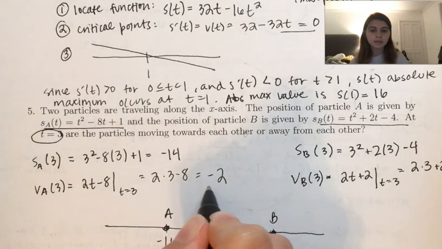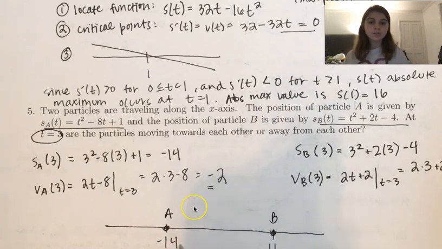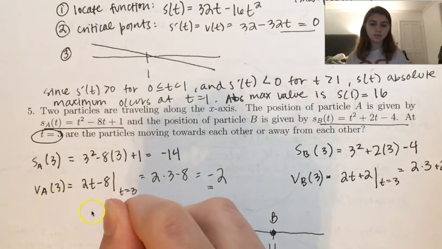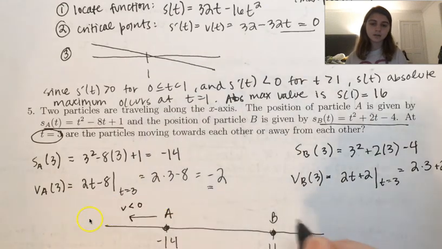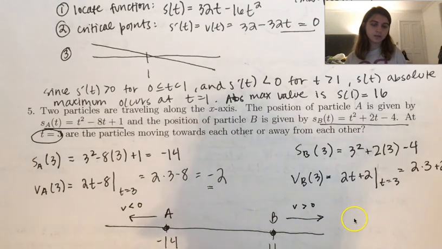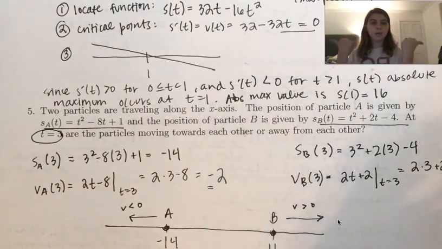The actual speed part, the 2 and the 8, the size of the velocity, is irrelevant. We only want to know the direction, so we just really need to know the sign. Particle A is negative 2, which means it's moving backwards, going to the left, because velocity is less than 0. And B is 8, so it's positive, so it's moving to the right. And so now you can clearly see that A and B are moving away from each other.